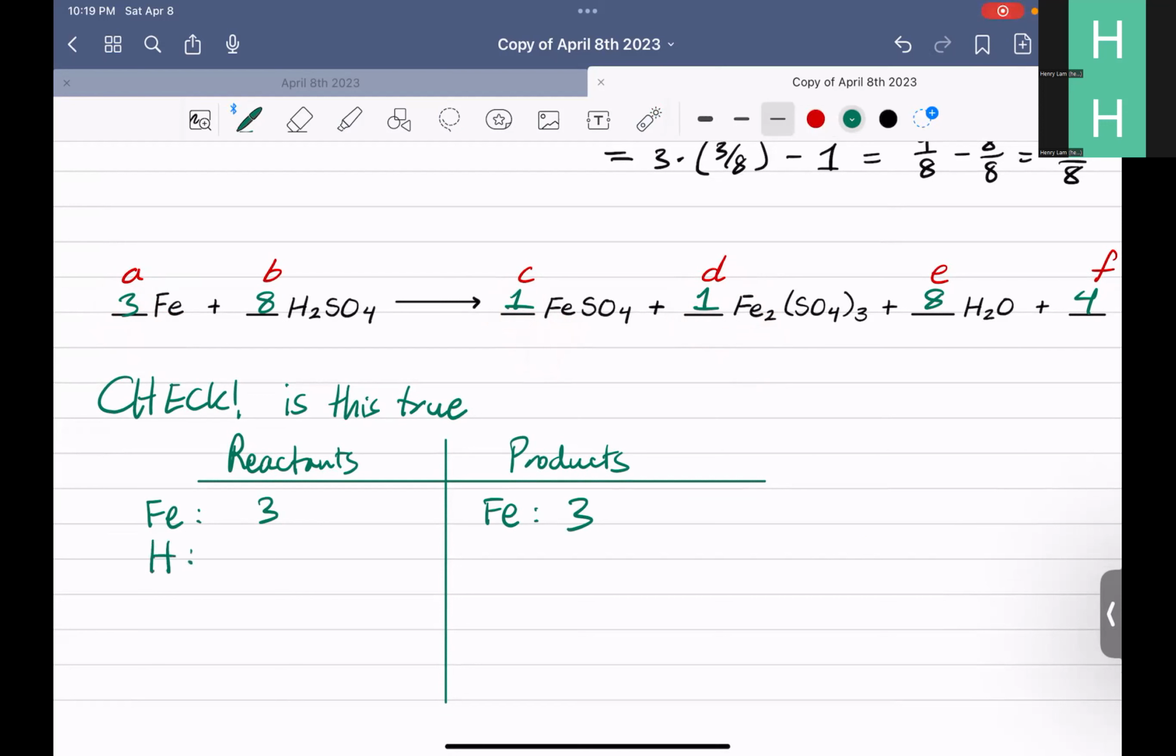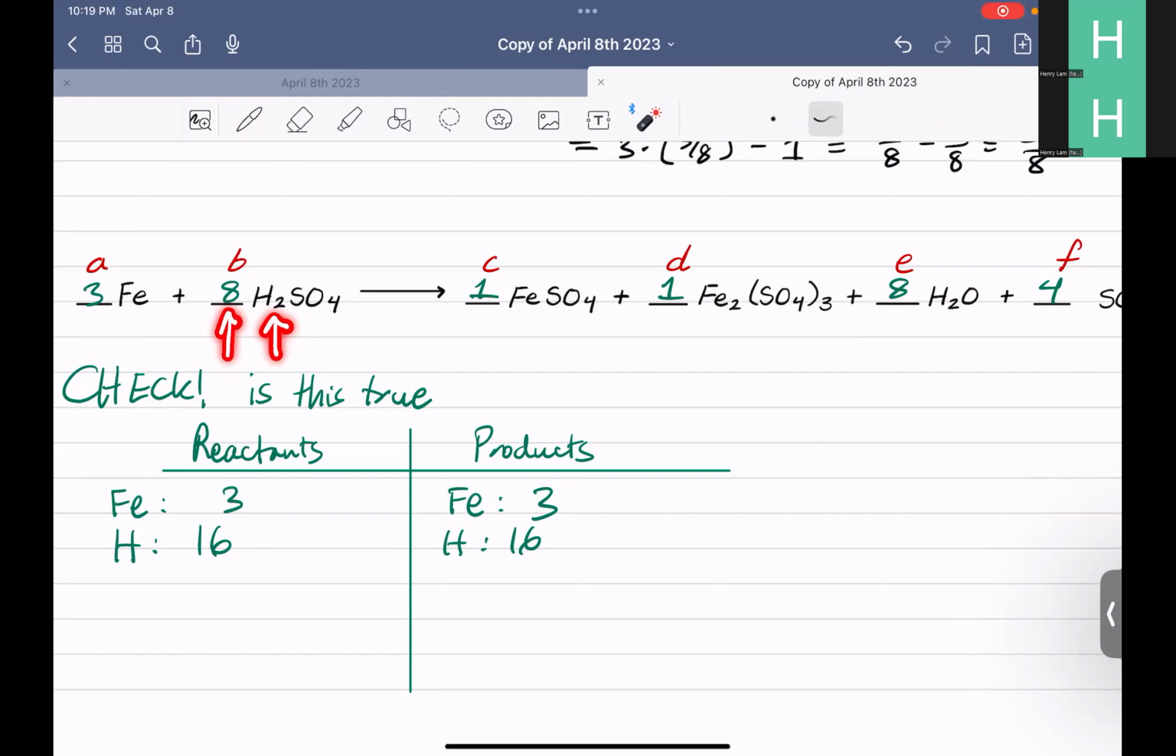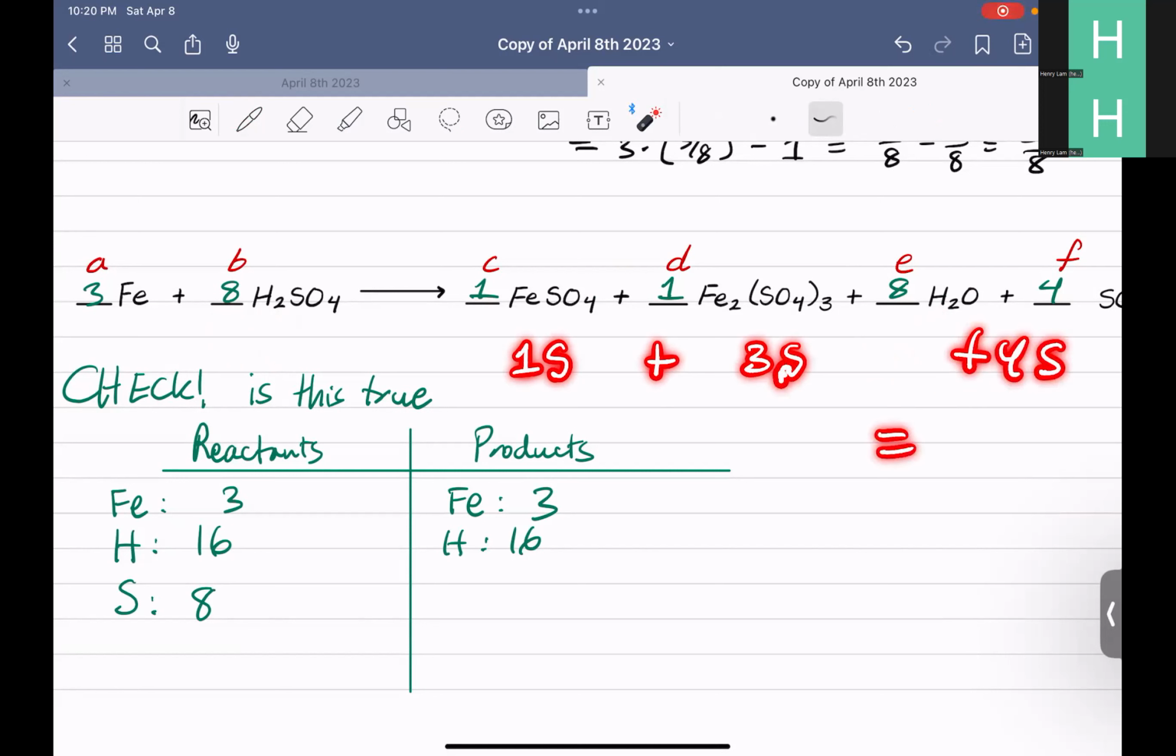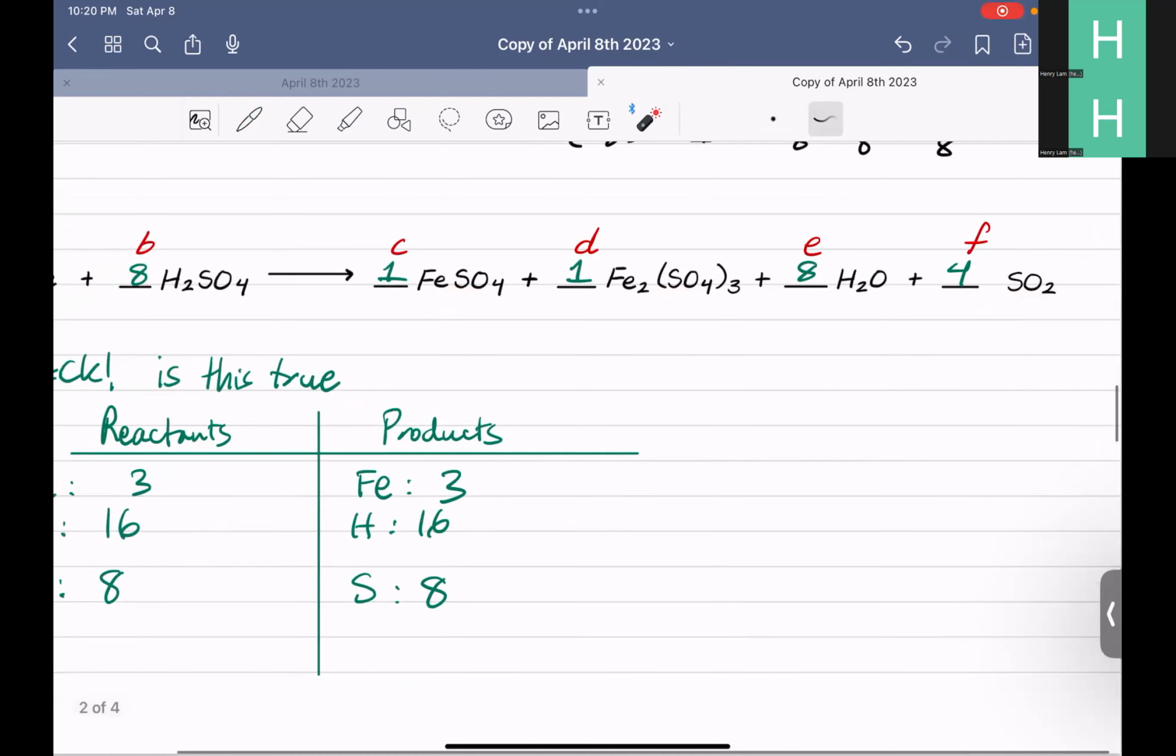What about hydrogen? There's 16 here, and hydrogen here is also 16. How did I know? I looked at the subscript 2. There's 8 for the coefficient. 8 times 2 is 16. 2 right here, and there's 8 right here. 8 times 2, there's also 16. What about sulfur? There's 8 of them here. How many are here? There's 1 sulfur plus 3 sulfur plus 4 sulfur. So what is that total? This is equal to 8 sulfur, which is a good sign. So sulfur is equal to 8. Let me just repeat that because I'm a bit scared. This is 1 sulfur, this is 3 sulfurs, this is 4, wait, did I do that right?